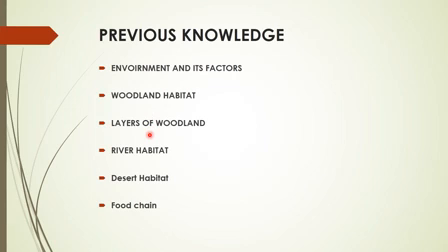Then we discussed the river habitat, that those living things which are living inside the river and on the bank of the river, and they interact with each other, are called the river habitat. And then we discussed the desert habitat, the one for those living in the deserts. And what is a desert? A desert is a place where there is a very small amount of rainfall.